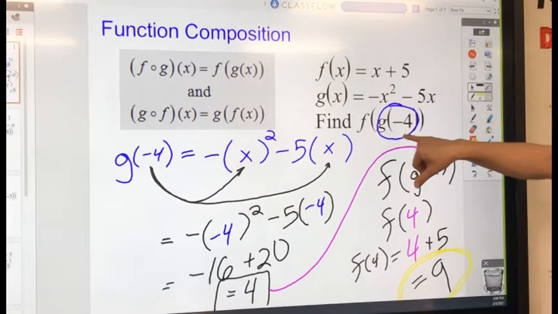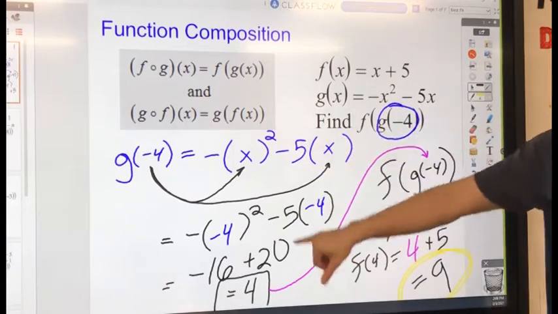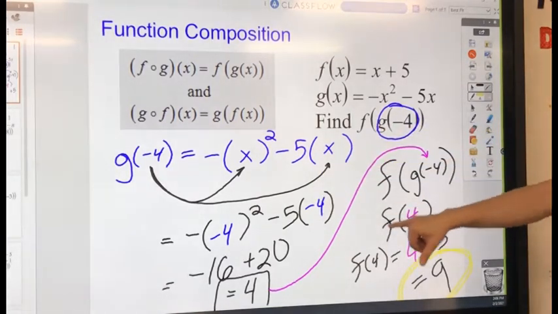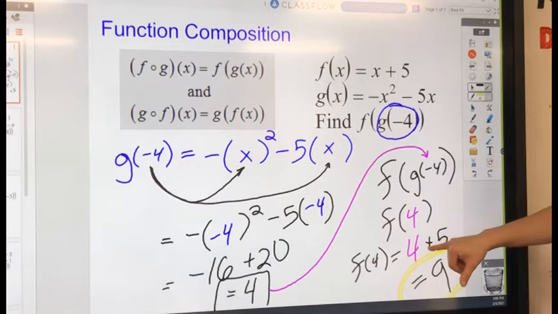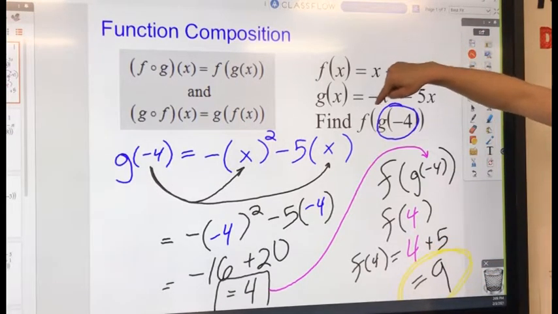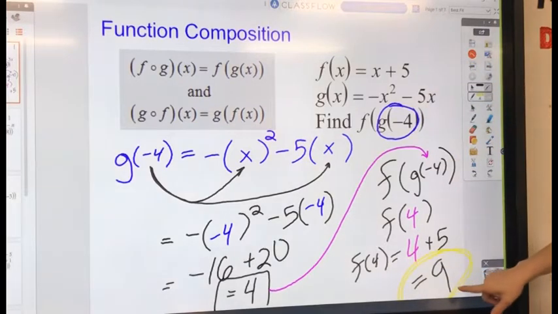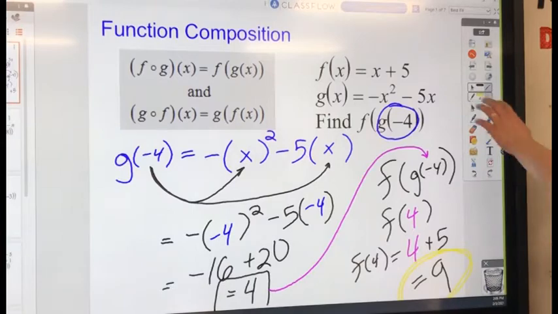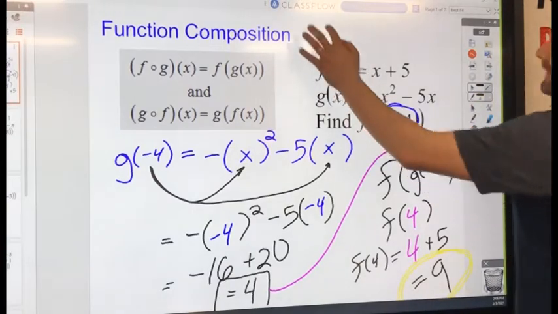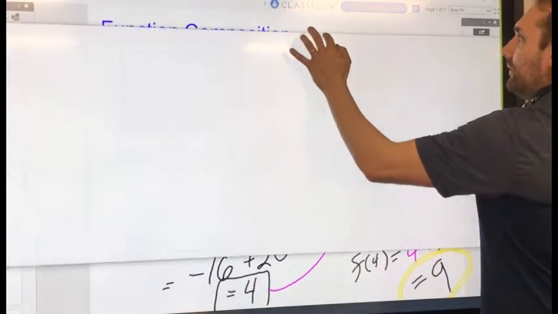Function composition: a function inside of another function. I want to work from the inside out. So evaluating g of negative 4, which is 4, replace that, find f of 4. Plug 4 in for x. 4 plus 5 is 9. So what is the function composition of f of g of negative 4? It is 9. So essentially it's two problems in one. I could have asked you to evaluate g, oops, what's going on here?